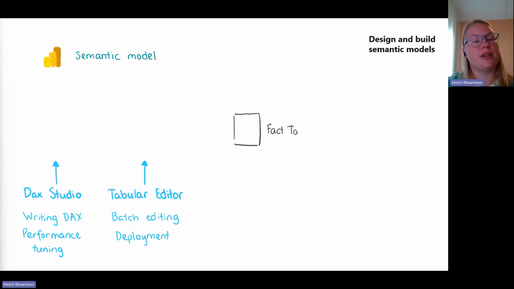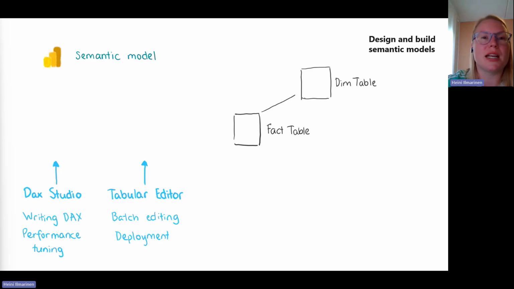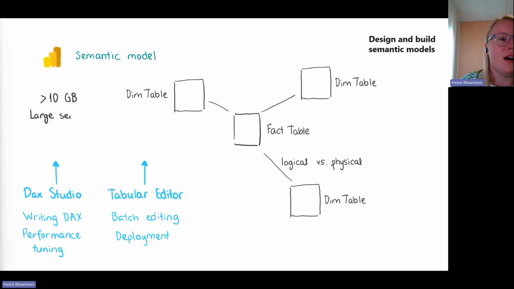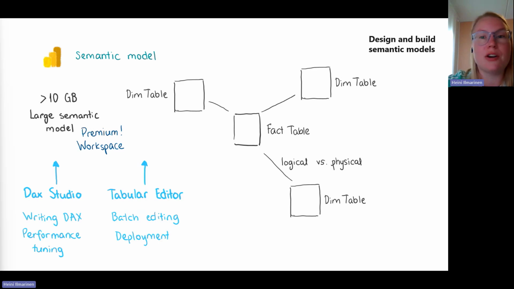We also need to get familiar with how to create star schemas. I will assume that everybody, at least on some level, knows what those are. We have our fact and dimension tables. For example, what you might want to focus on here is understanding logical versus physical relations, and also understanding when we might need large semantic model support. If our model becomes very, very large, then that is something we might need to enable at the workspace level. Note that it does require premium licensing.